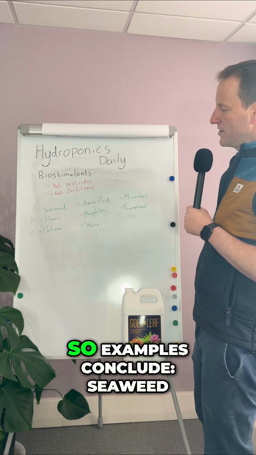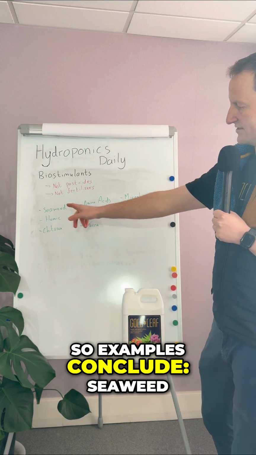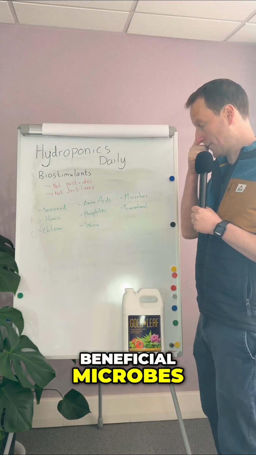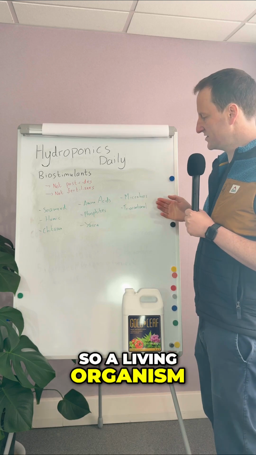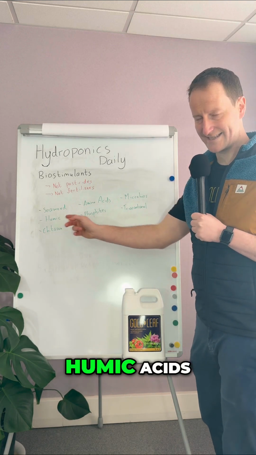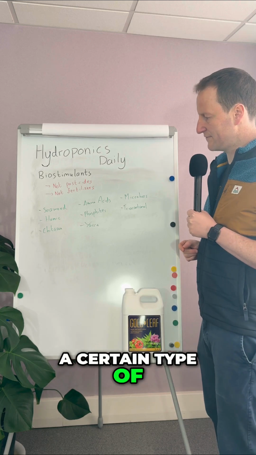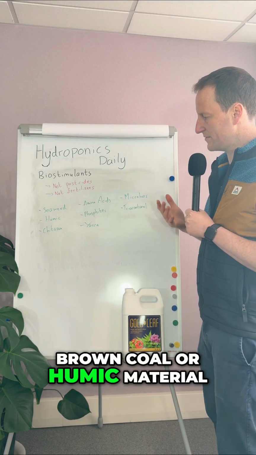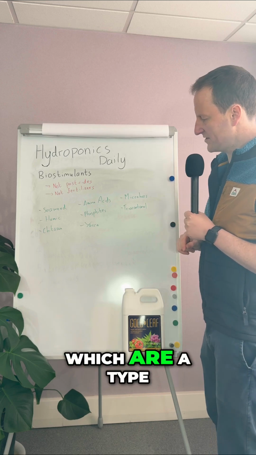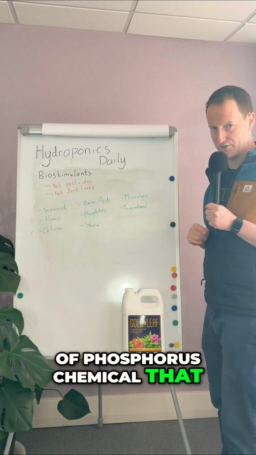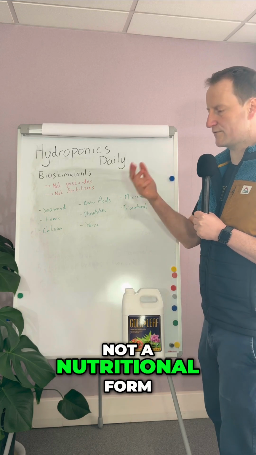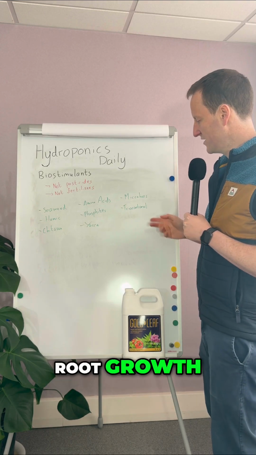non-nutritional way. So examples include seaweed extracts, amino acids, beneficial microbes, so a living organism, a fungus or a bacteria, humic acids, which are extracted from a certain type of brown coal or humic material, phosphites, which are a type of phosphorus chemical that doesn't actually work as a nutritional form of phosphorus, but stimulates root growth.